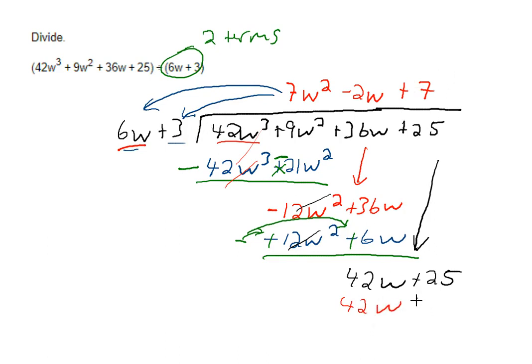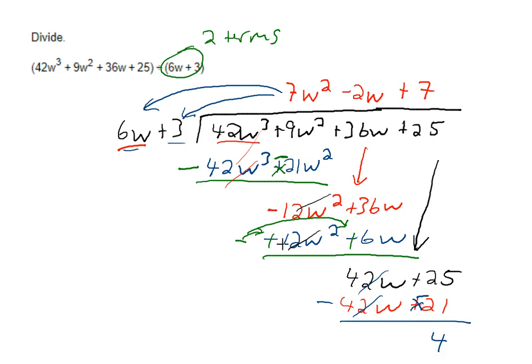7 times 3 gives me positive 21. Then don't forget, you change the sign, you subtract these, so these both become negative. All right, you change the sign of both of them, so they both become negative. The highest power of w cancels out, and we end up with a 4 left over.